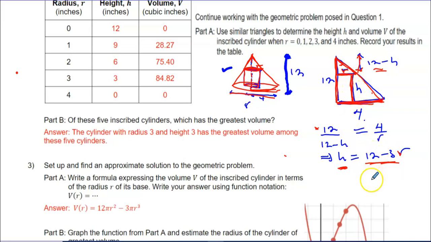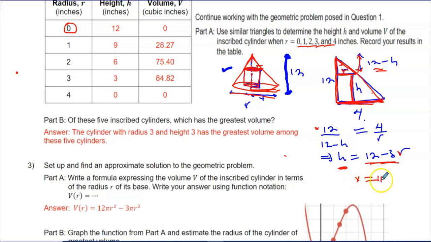Now, what we want to do is find the height when the radius is 0, 1, 2, 3, and 4 inches. And so all we do is we put r to be 0 here, and we are going to get h, the height, to be 12.